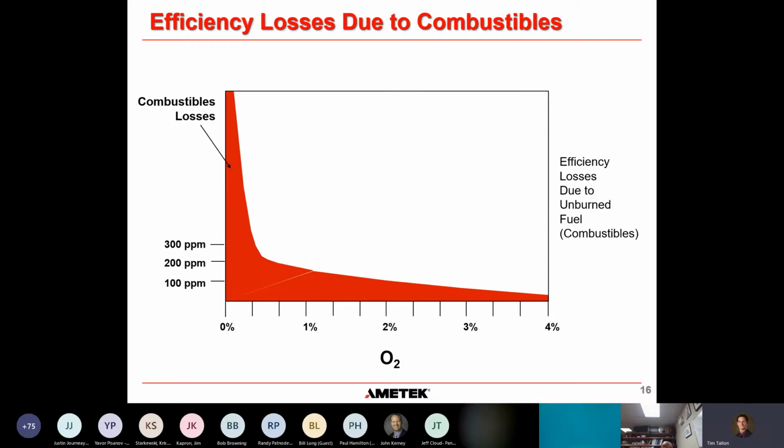When you operate with less air, you also have another efficiency loss of generating combustibles. At the low ppm levels, you'll see anywhere between 100 and 300 ppm of combustibles in normal operation. But after you get to a certain point, you hit what we call combustibles breakthrough, or carbon monoxide breakthrough, and that's really where the efficiency losses increase substantially, and that's where you have a potential unsafe condition.